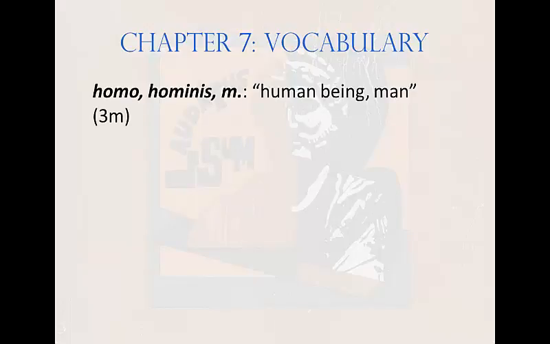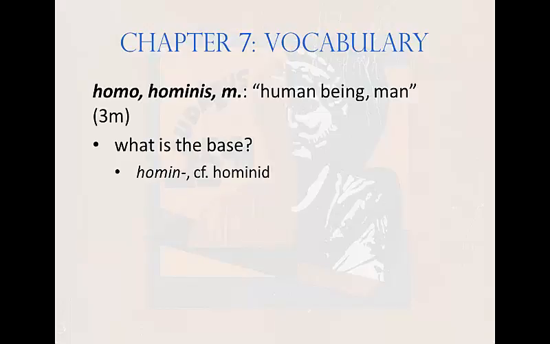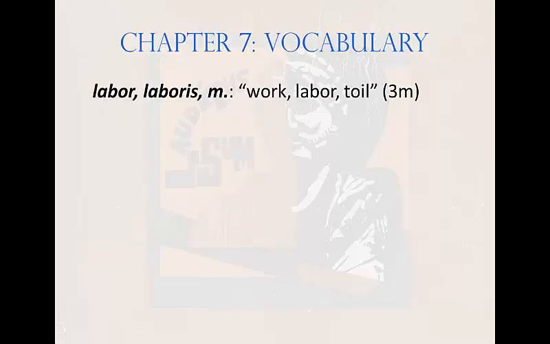Though grammatically masculine in gender, this third declension noun does not denote maleness. What's the base of this noun? That's right. Drop the is from the genitive singular and you can see that the base is homin. Our word hominid, meaning an early form of human, is derived from this base. What would be the genitive plural of this word? That's right, hominum. The next word is labor, laboris, masculine, meaning work, labor, or toil.